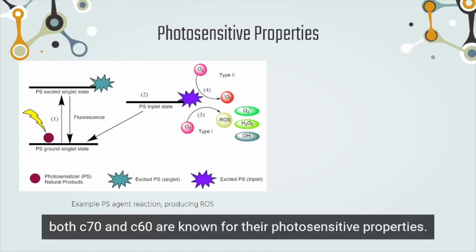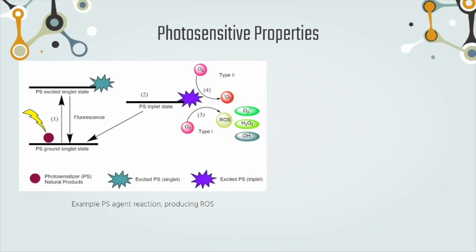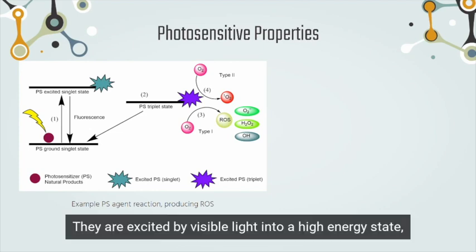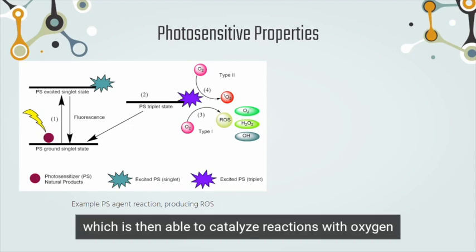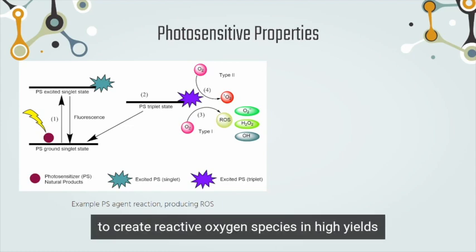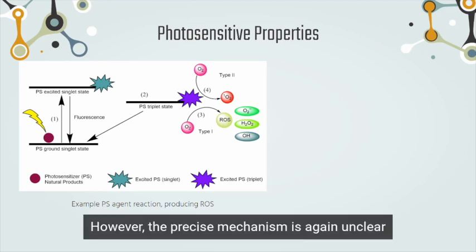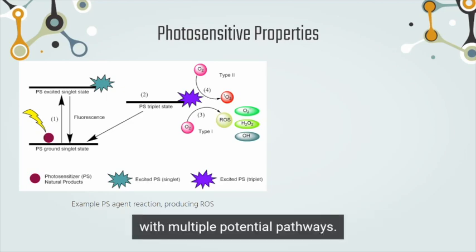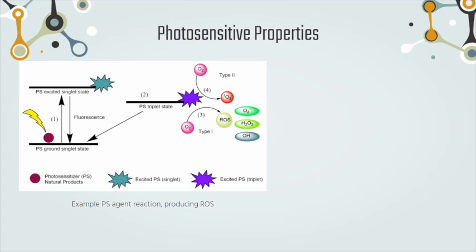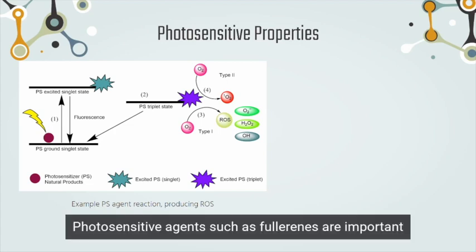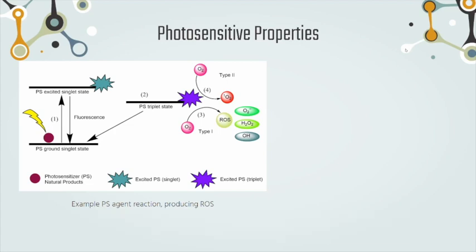As well, both C70 and C60 are known for their photosensitive properties. They can be excited by visible light to a high energy state, which allows them to catalyze reactions with oxygen to create reactive oxygen species in high yields. However, the precise mechanism is again unclear, with multiple potential pathways. But photosensitive agents such as fullerenes are important for photodynamic therapy.